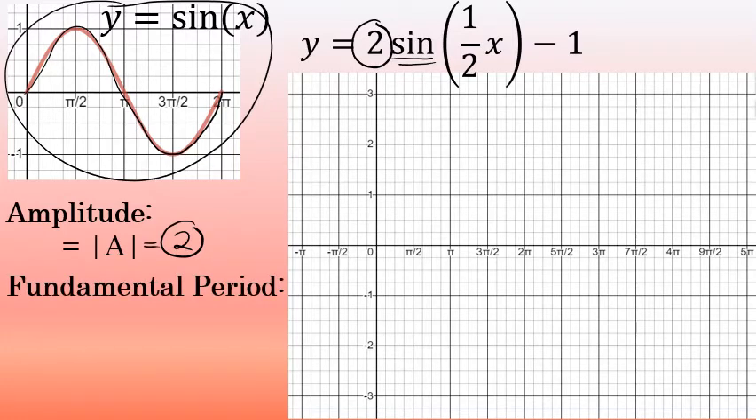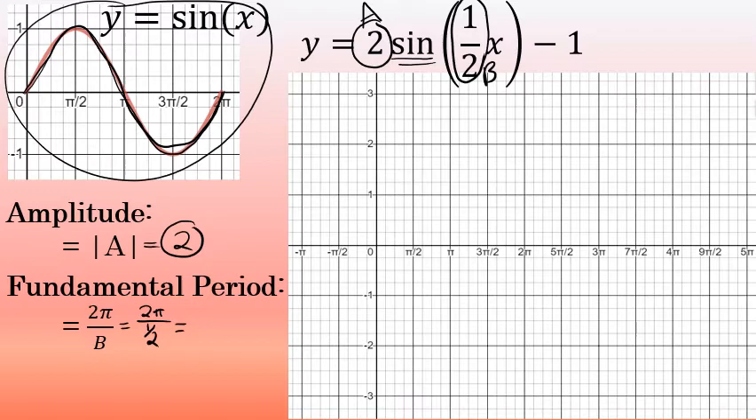Next, let's identify the fundamental period of this wave. The fundamental period comes from the coefficient on x, which is often abbreviated with a value of b. The amplitude is a. We'll call the coefficient on x a value of b, and the fundamental period, the number of units on the x-axis it takes to complete one cycle of the graph, comes from 2 pi over b. So in this case, that would be 2 pi over 1/2.